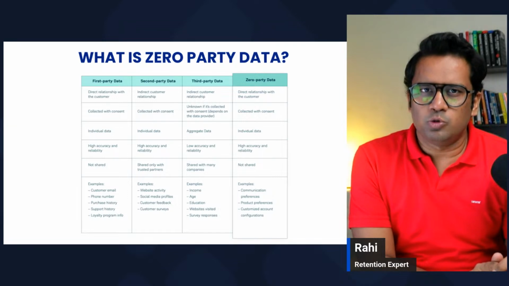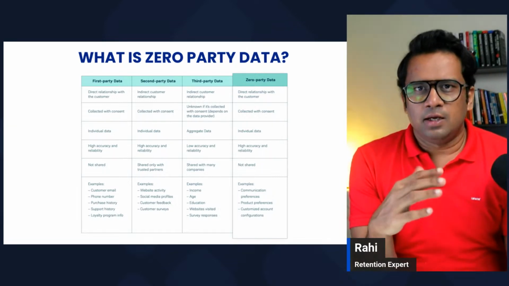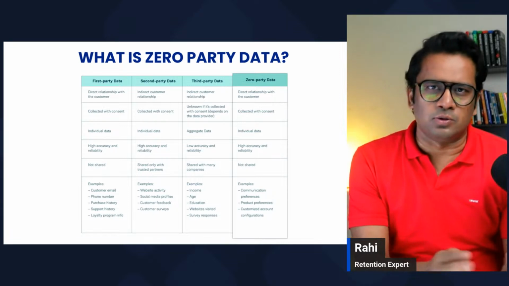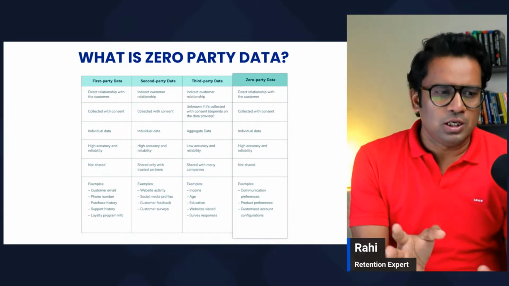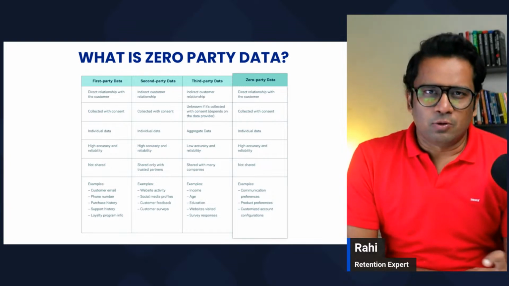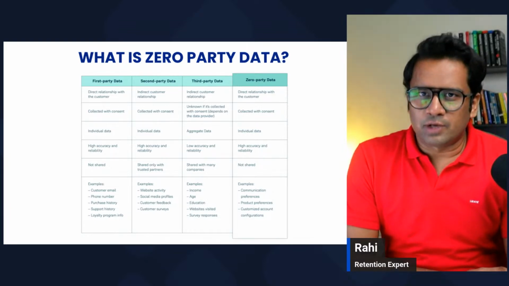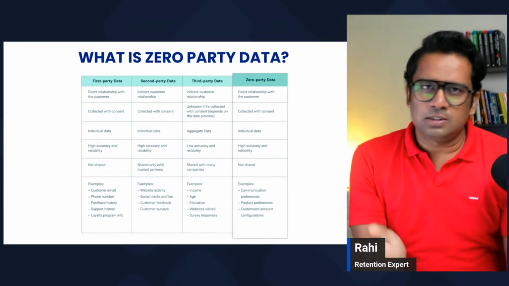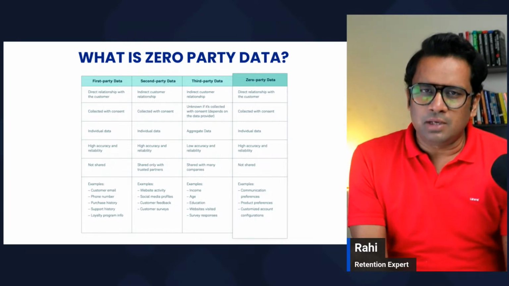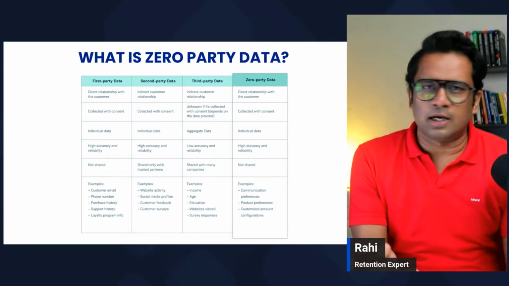So zero party data has come from an evolution: there was first party data and third party data. These were mostly the two, and then there was second party. First party is my own website data, or whatever I have collected on my website. Third party is bought data or network data, or anything which is not owned by me per se, or where the customer has not interacted with my brand.